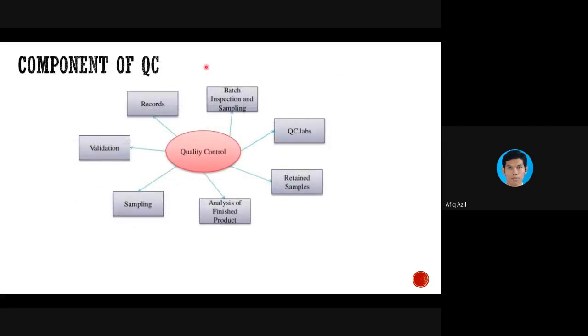Components of QC: you have the records, sampling, batch inspection, and also sampling. This is done so that the sample taken will represent the gross sum of the batch. Let's say you have 1,000,000 tablets in a drum. You cannot just take from the top.